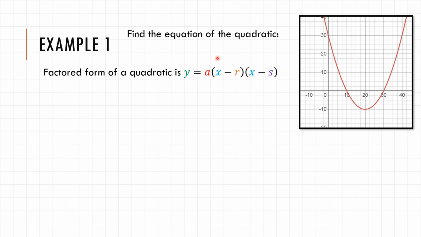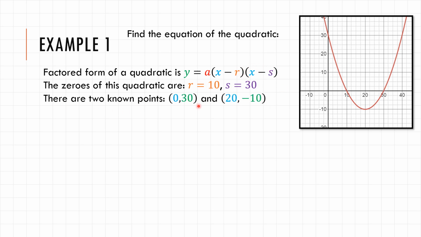Well, we're going to start off with our basic factored form. We know that the zeros, just by looking at this graph, are here. There's one at 10, there's one at 30. So r is 10, s is 30. We're going to just insert those here. We also have two other points. We have the vertex, which is (20, negative 10). And we have the y-intercept at (0, 30). Think about which one you would prefer to use here. Yeah, we can use either point. And we just need to find the unknown value of a.